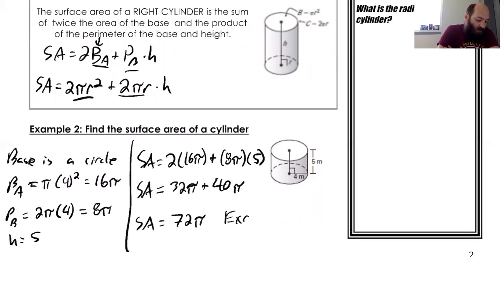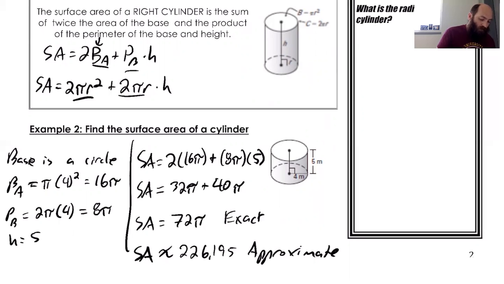Now, if I wanted to, I can leave that as my exact answer. Pi in the answer makes it an exact answer. But most times we're doing with surface area, we want the approximate answer. So I'm just going to go ahead and plug in 72 times pi into my calculator, and I get an approximate answer of 226.195. Okay, and again, this was in meters. So that means this is technically meters squared.